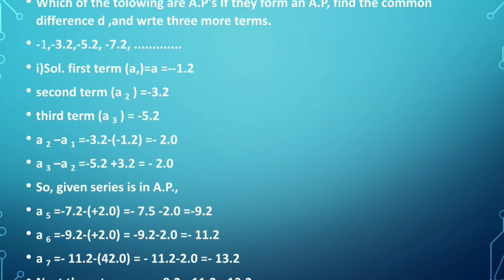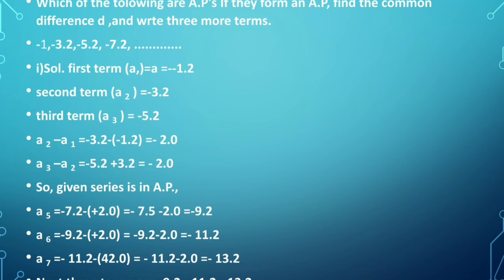Now find A2 minus A1, that is the common difference. Minus 3.2 minus of minus 1.2, that is simply minus 3.2 plus 1.2, that is minus 2. And next, A3 minus A2 is equal to minus 5.2 plus 3.2, that is simply minus 2.0. So the given series is in AP.